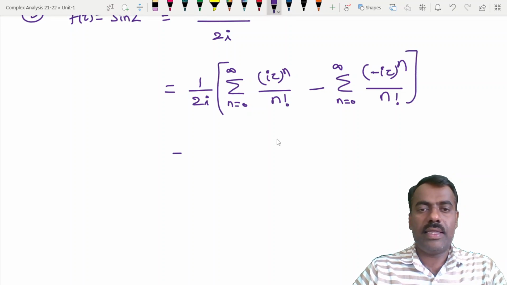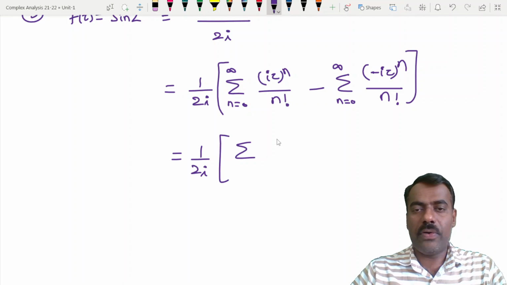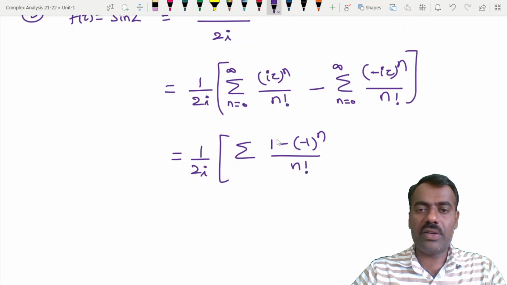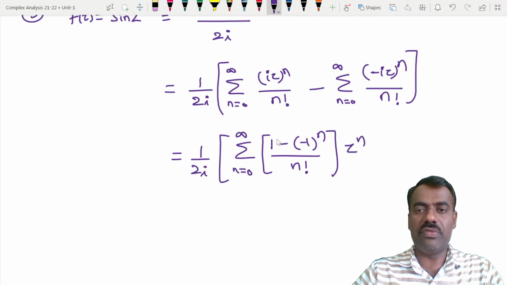Then we can observe here, I can write this as 1 by 2i into summation of i power n z power n, then i power minus 1 whole power n, z power n. So here you will have 1 minus minus 1 whole power n by n factorial into z power n, n is equal to 0 to infinity, right?